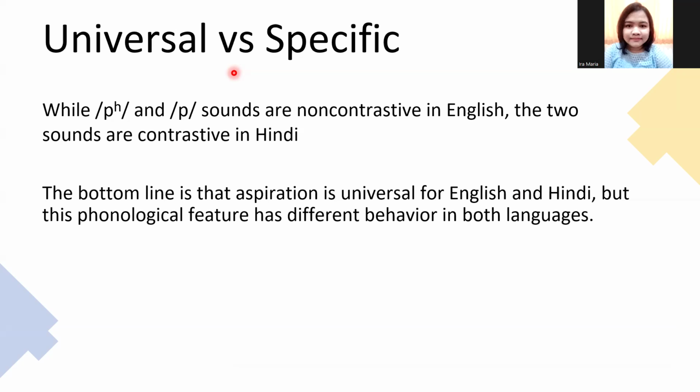The bottom line is that aspiration is universal for English and Hindi, but this phonological feature has different behavior in both languages. So aspiration is used for both English and Hindi, but the phonological feature behaves differently. They have different rules when it comes to how you use the diacritic symbol in their transcription.